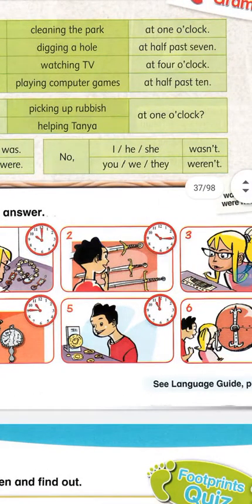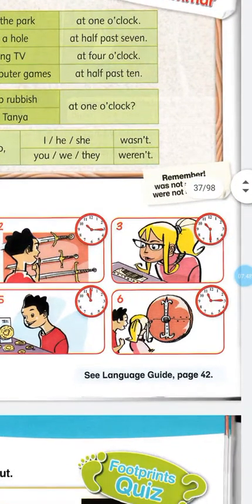Was Joe looking at the swords at 10:15? Correct. Yes, he was. Picture number 3.